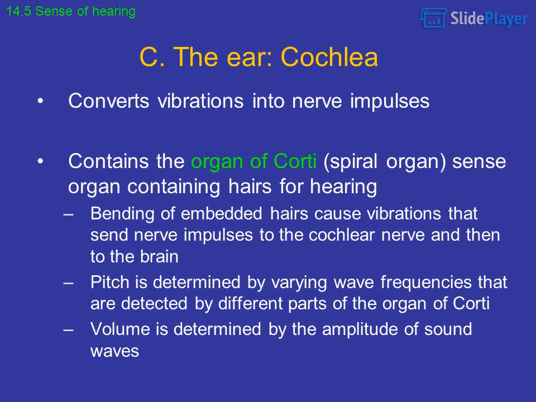C. The ear, cochlea. Converts vibrations into nerve impulses. Contains the organ of Corti, spiral organ, sense organ containing hairs for hearing. Bending of embedded hairs causes vibrations that send nerve impulses to the cochlear nerve and then to the brain. Pitch is determined by varying wave frequencies that are detected by different parts of the organ of Corti. Volume is determined by the amplitude of sound waves.